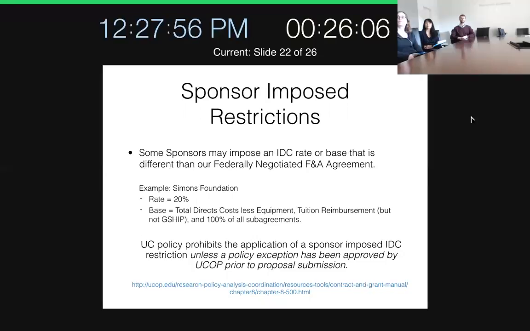So essentially the university has to say, you know what, we'll absorb the cost of this research and allow it to happen. And so this is what my note here at the bottom is really trying to hammer home. We're prohibited from using a sponsor-imposed IDC restriction unless a policy exception has been approved by the Office of the President prior to proposal submission.